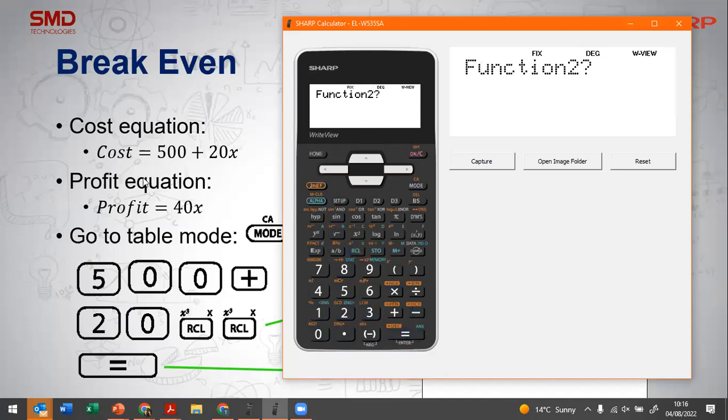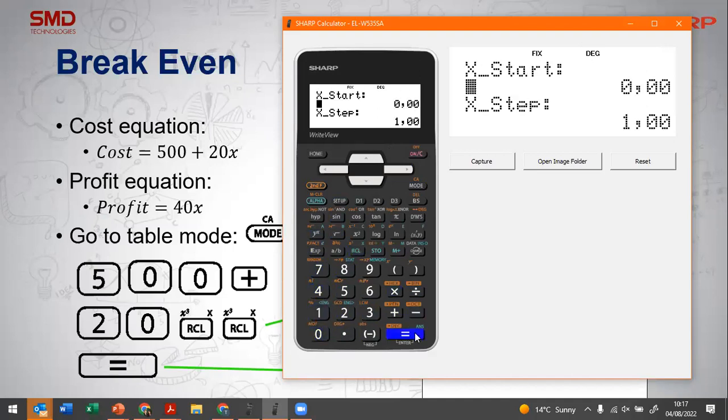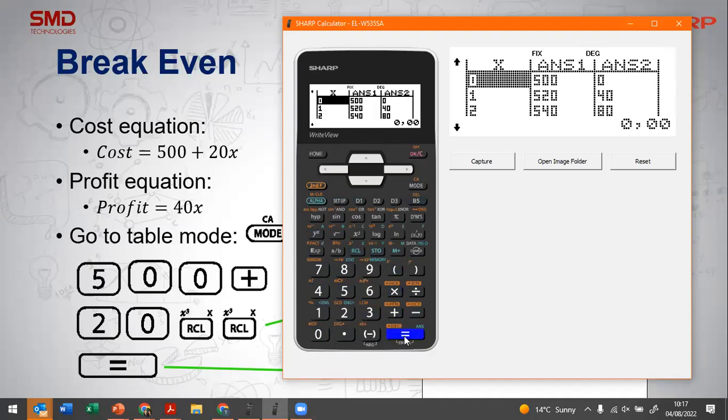In our profit or income equation, we're going to just fill in 40x in function 2, and then press equals. Here we'll leave starting step as 0 and 1. Equals, equals, and now we can see. If I make and sell one bean bag, it's going to cost me 520 Rand, and I make 40 Rand. So altogether I've made a loss of 480 Rand. If I sell 10 bean bags, it's cost me 700 Rand, but I've now made 400 Rand, so my loss is only 300 Rand.